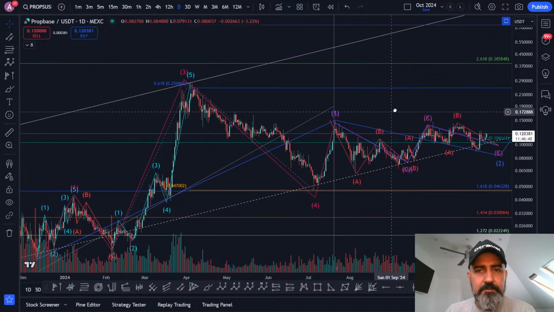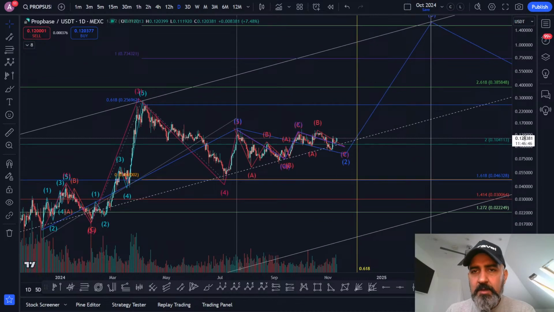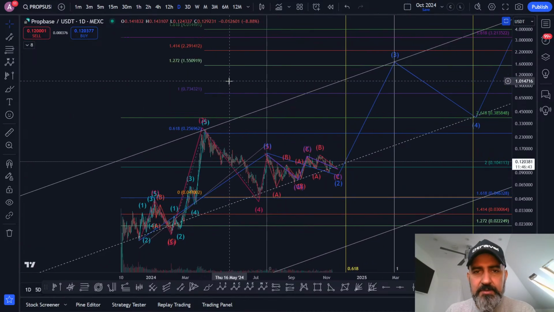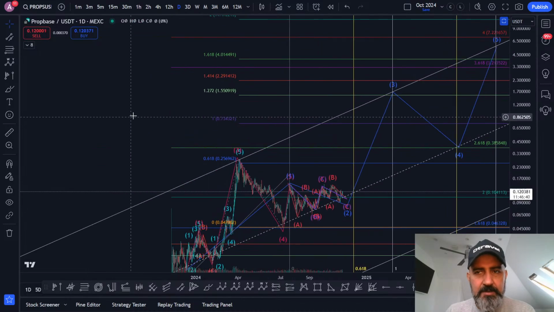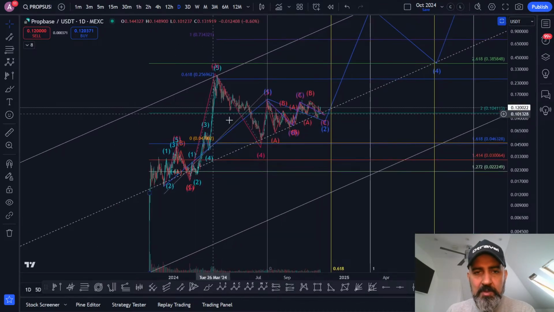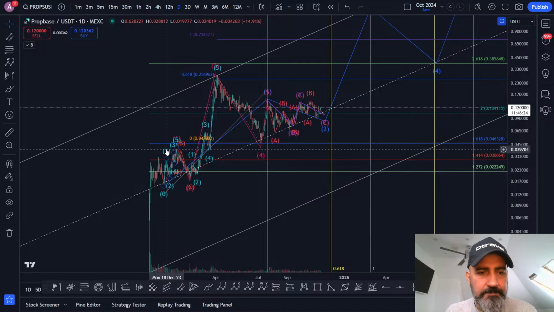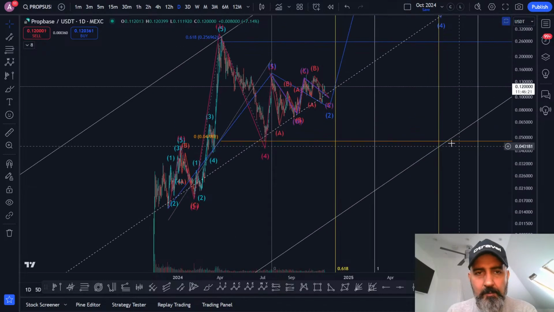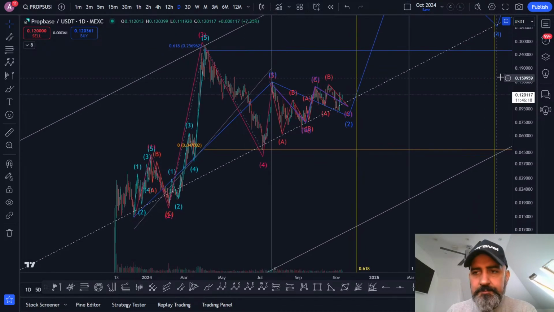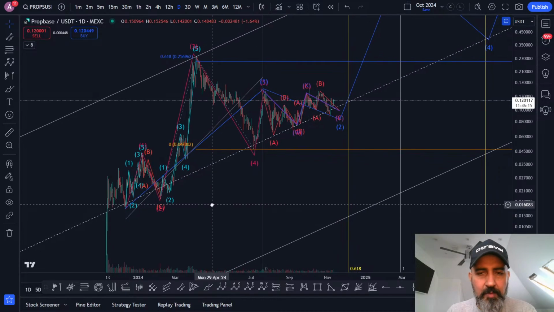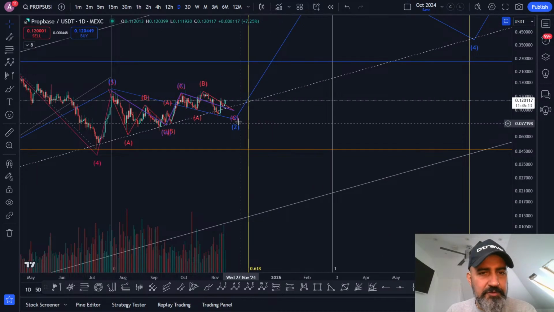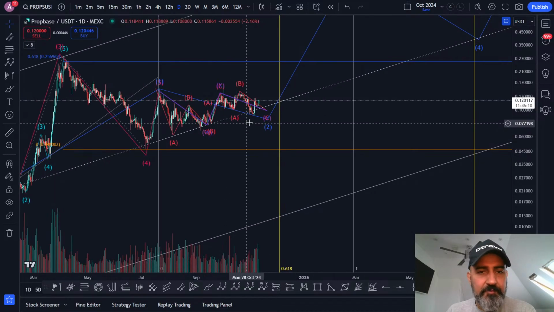And higher up, I can't really see any confluence. I'd like to see some confluence. I can't really see it. But I do like this. I can't see an impulsive move just yet. I don't know if this is impulsive. It might be. That might be the beginning of the move.